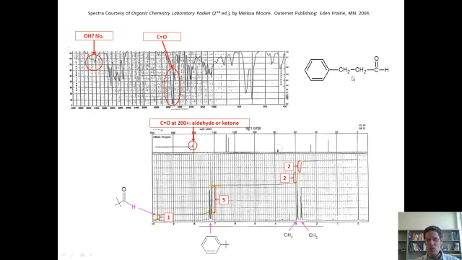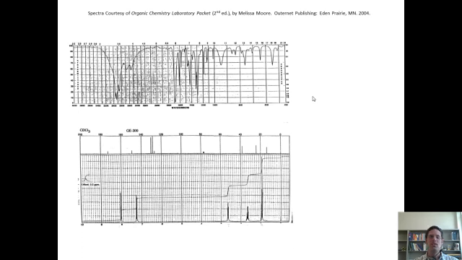I've got a CH2 and another CH2, both of which show up somewhere in single bond land. Here they are. Is this compound consistent with all of my data? Yes, it is. So is it right? Oh, yeah. Let's do one more example.